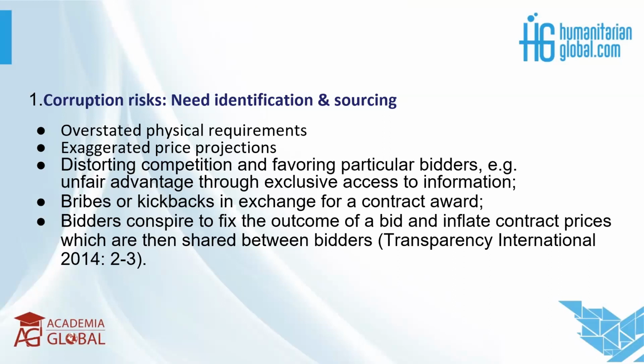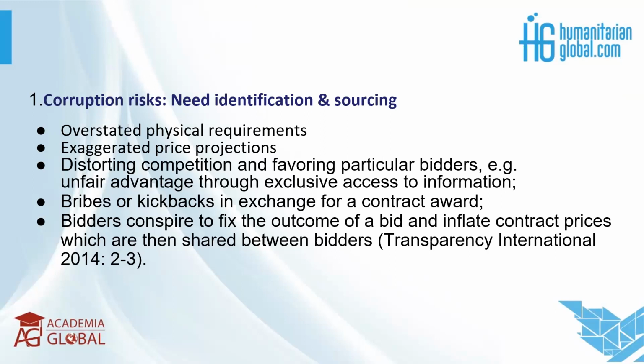They decide that they're going to put the price projection as 3,000 Kenyan shillings. That is, they put a margin on top of the market price, they exaggerate the price projection that they're going to spend on that specific need.